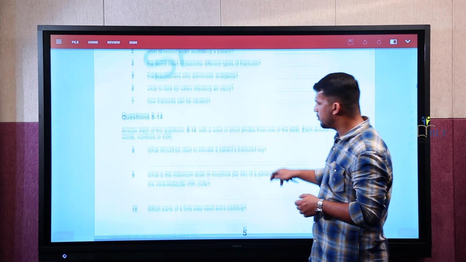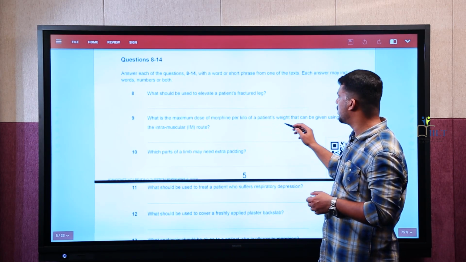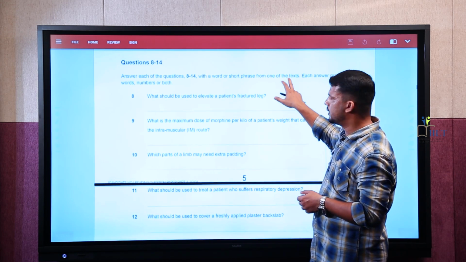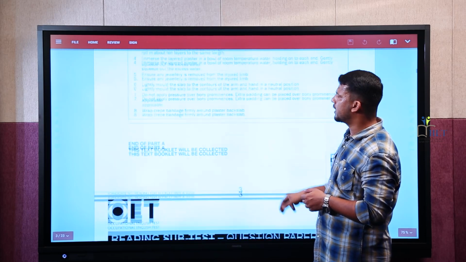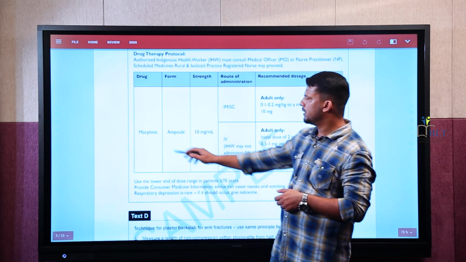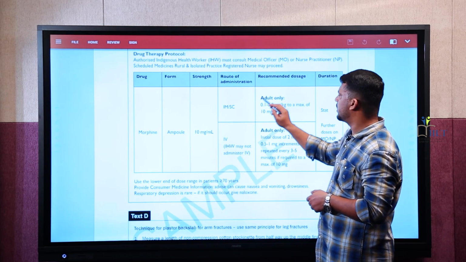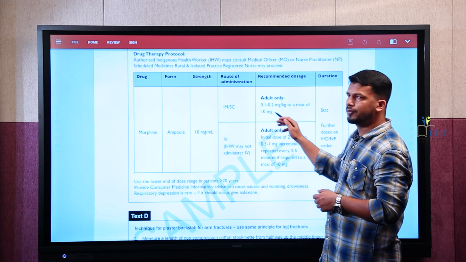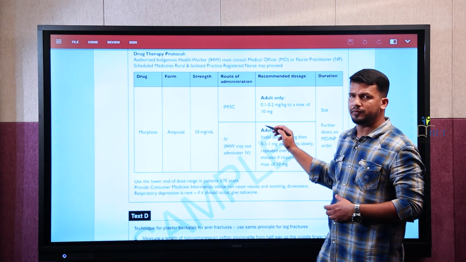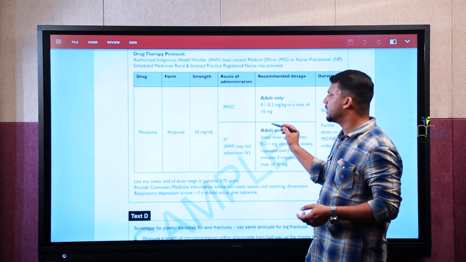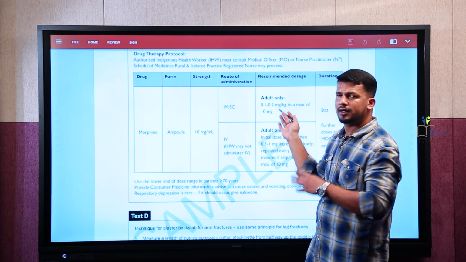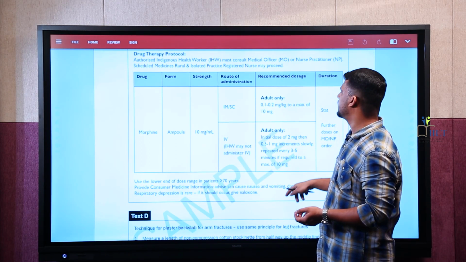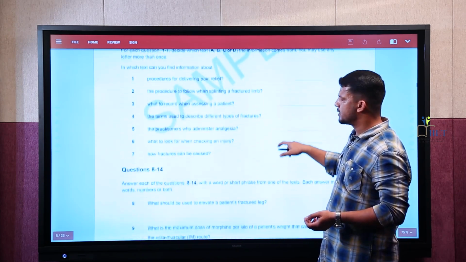Okay, again, let's take one more question. What is the maximum dose of morphine per kilo of the patient's weight that can be given using the intramuscular route? As you might remember, the dosage chart is in part C. So we directly move on to part C, and here we get morphine and a dosage chart. A dosage measurement is given. Now it says 0.1 to 0.2 milligram per kilogram to a max of 10 mg. The question is asking for the maximum. Most students make a mistake when doing a fast reading. They get the measurement here, 0.1 to 0.2, and directly take that answer. But no, they are asking about the maximum range. So we will select 0.2 milligram per kg. So this is called scanning.